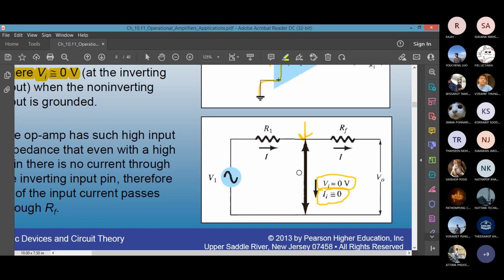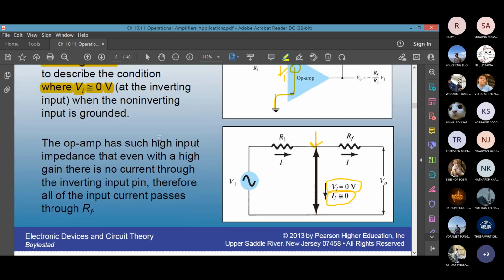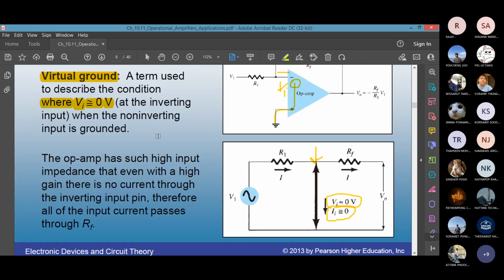So the ground concept is a virtual ground. It is not a real ground. Instead of really getting shorted and going to the ground, whatever input current you have coming in will pass through the feedback resistor. The reason is explained here again on the left-hand side. The op-amp has such high input impedance that even with a high gain, no current will go through the inverting pin. All of the input current will pass through RF. Any questions?